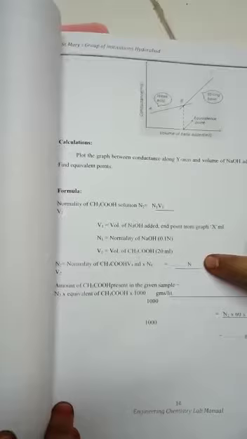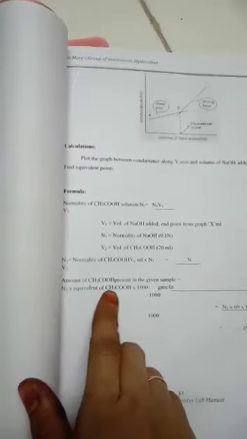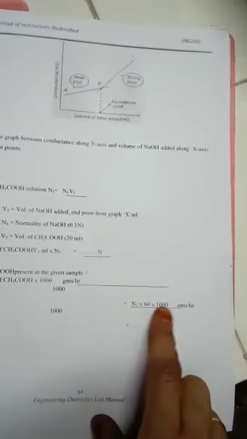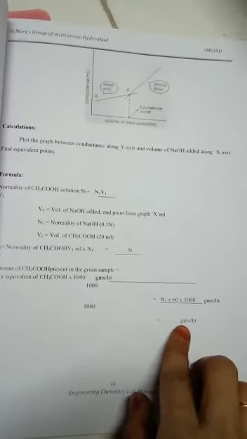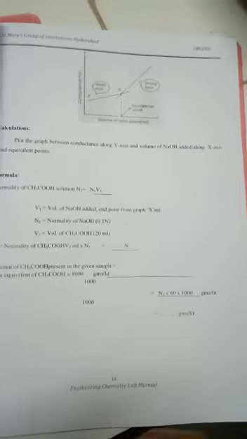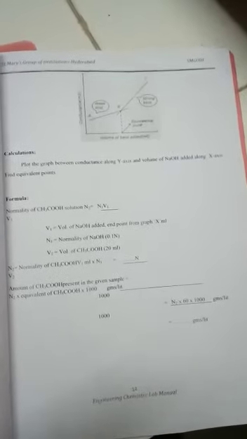By using that N2 value, we can calculate the amount of acetic acid present in the given water sample. The formula is N2 into equivalent weight of acetic acid into 1000. The equivalent weight of acetic acid is 60, so N2 into 60 into 1000. We can get the N2 value from the previous step. By calculating this, we will get the amount of acetic acid present in the given water sample in terms of grams per liter. This is about conductometric titrations of weak acid versus strong base.